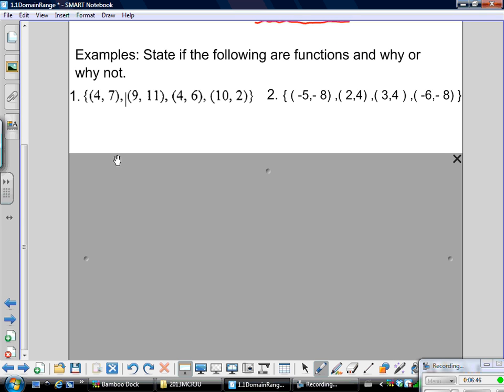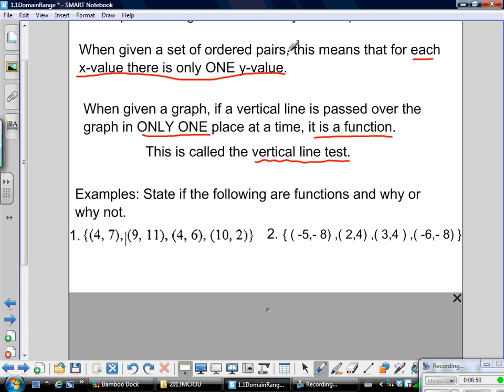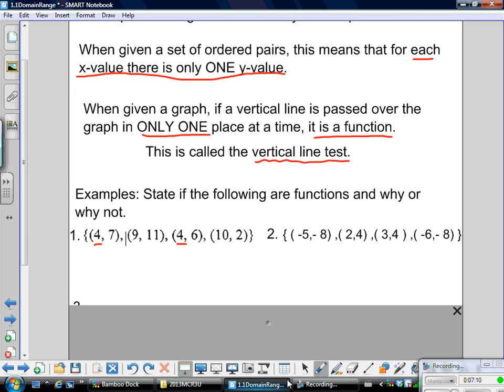Okay, so it said up here that when given a set of ordered pairs, this means that for each x value, there's only one y value. Okay, so here I have an x of 4, and it's 7. Do I have another 4? Yes, I do, and it's 6. So here, when x is 4, it could be 7 or 6. So that tells me right away it is not a function, okay? Because when x equals 4, the y can be 7 or 6.